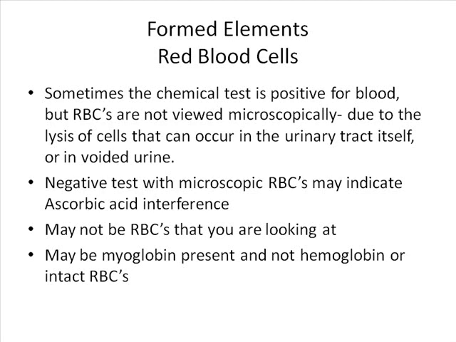if you have a positive chemical test and you don't see those RBCs microscopically, it can be because they are lysed and you are now detecting hemoglobin. You can also get a negative test with, look at here, ascorbic acid once again. And you can also have myoglobin present. So if you dip it, you don't see any red cells and it's coming positive, you're going to report out that the blood is positive, but it can be associated with myoglobin.